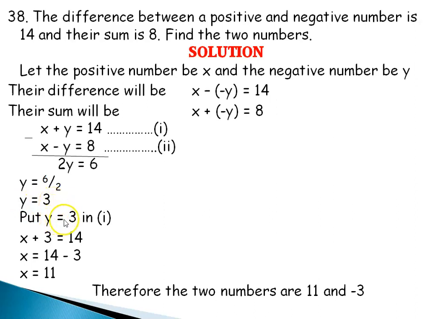I'm going to put the value of y equals 3 into equation 1. x plus, in place of my y, I'm going to write 3. x plus 3 is equal to 14. And then I'll bring my 3 to this side. It becomes minus 3. x is equal to 14 minus 3. Therefore, the two numbers are, remember that x is the positive number, so 11, and then y is the negative number, minus 3. The two numbers are 11 and minus 3. Is that taken? Good.